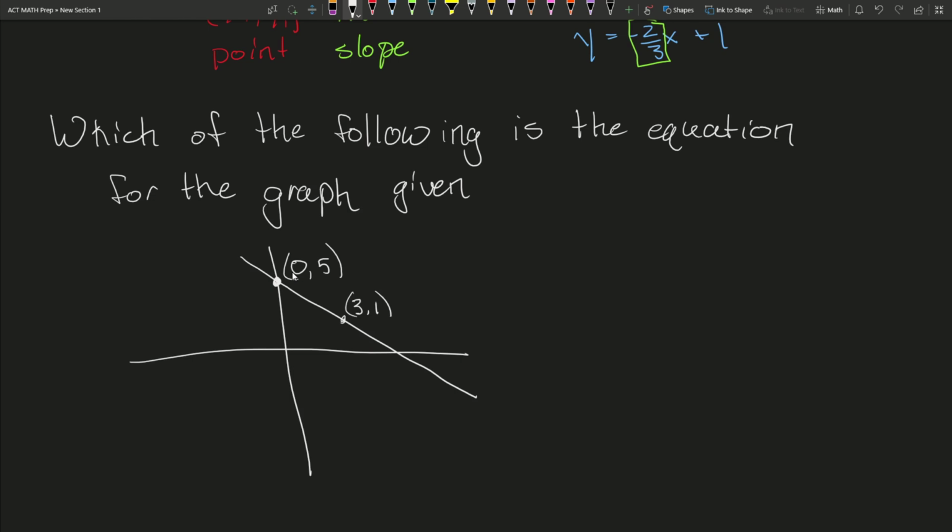Okay. So the question, obviously, it's multiple choice, but I don't want to have to write all of them out. But what would the equation be for this graph? How would we find that?